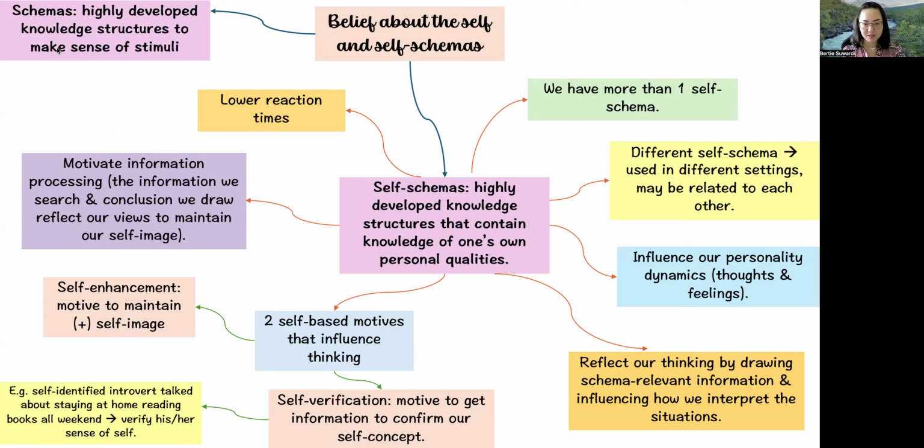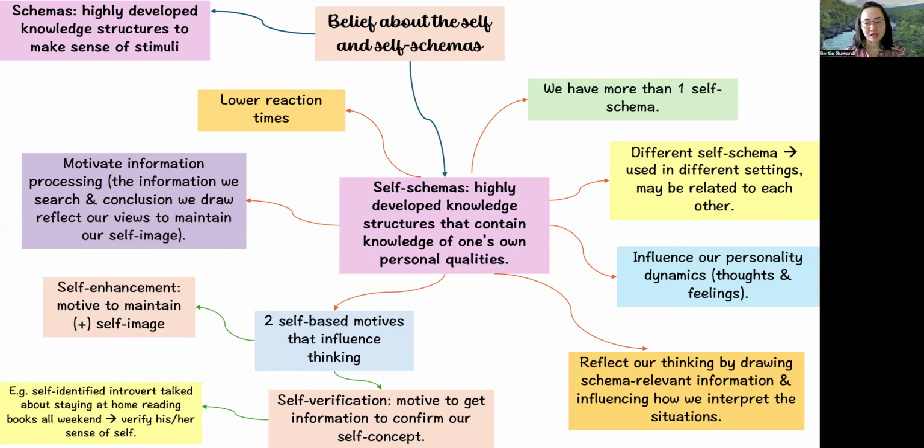I will repeat it. There are two self-based motives that influence thinking. Self-enhancement is a motive to maintain positive self-image, and self-verification is a motive to get information to confirm or verify our self-concept. We have more than one self-schema. Different self-schemas are used in different settings, and they may be related to each other.